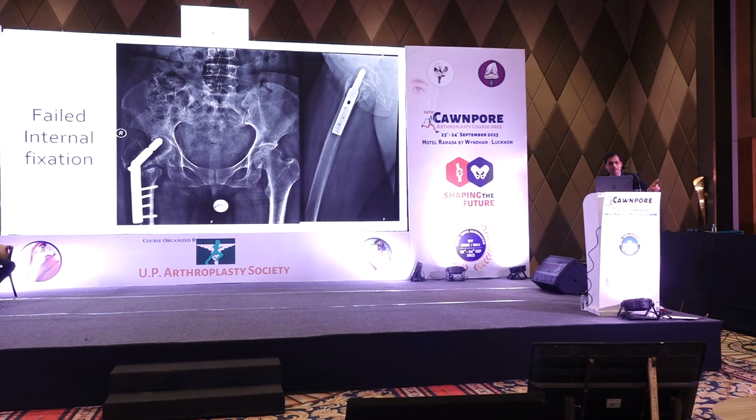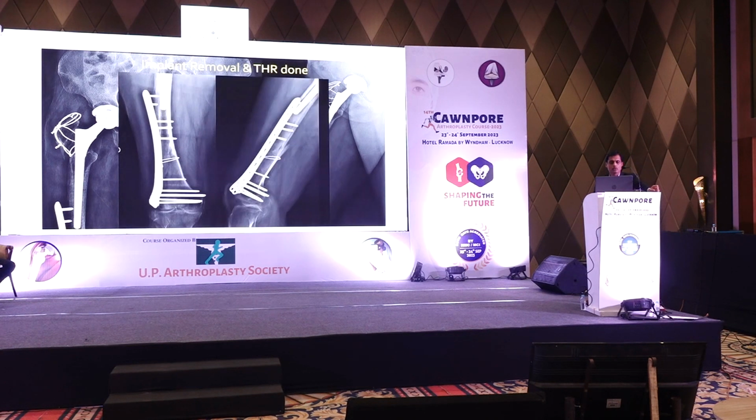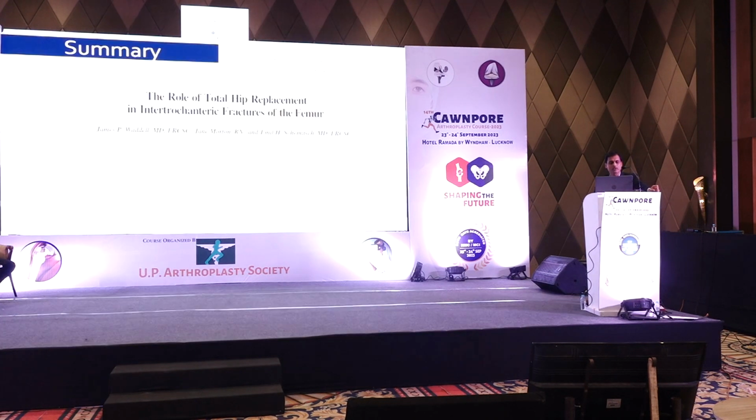The last again, failed internal fixation. You can see that the most important thing here is the fixation is failed, arthritis is there. Whenever you see these kind of erosion there, you have to be very careful in dislocating when you are doing a THR. You have to dislocate and then try to remove the implant. If you don't do that, distal femur fractures can happen. So the key message here is you dislocate the hip and then you remove the implants and then do a THR.